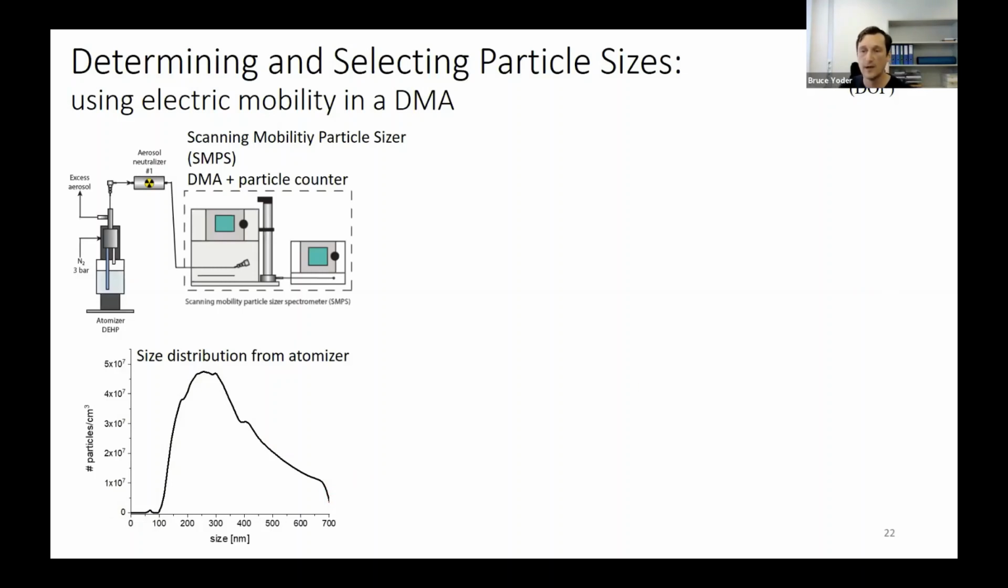Now we know we have many sizes and we know their concentrations. This is great. Let's say we would like to work with 200 nanometer particles.